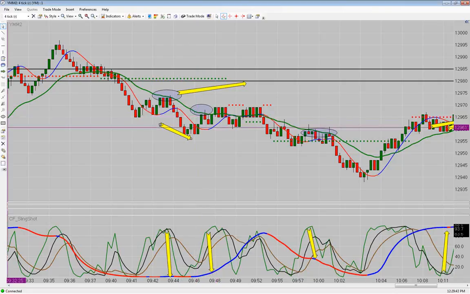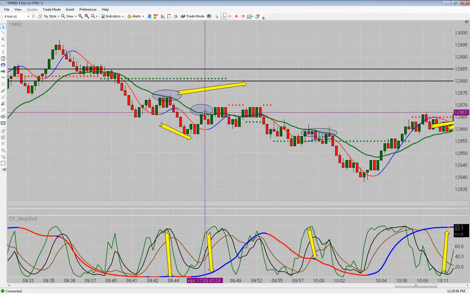We missed that one, but we did, hold on a second. We did take the next one right here. We tested the BBC right here, okay, and we had bearish divergence, so we took the down close right here.